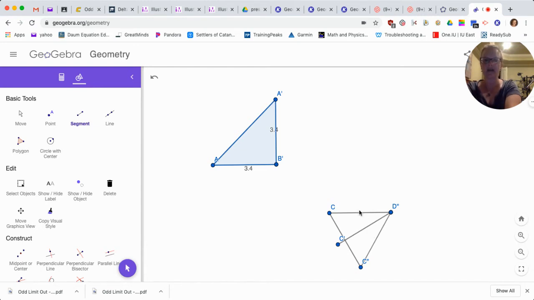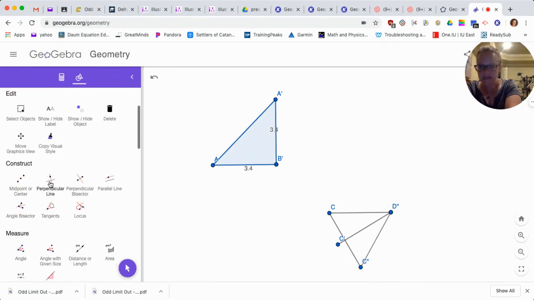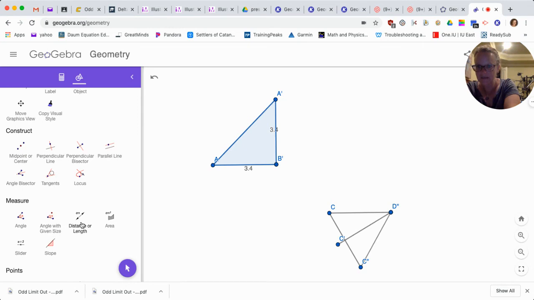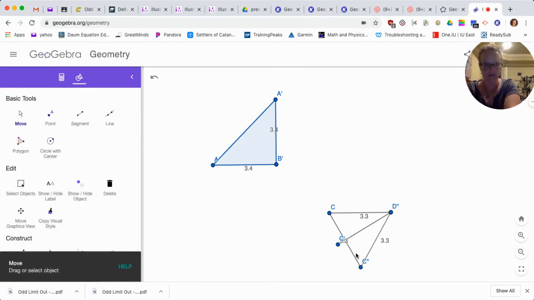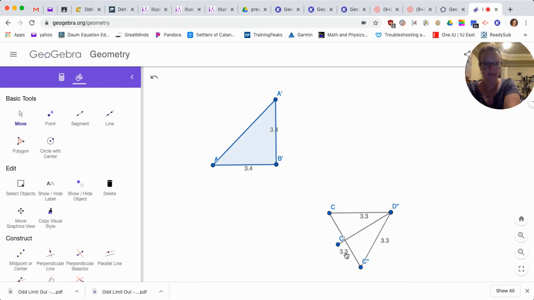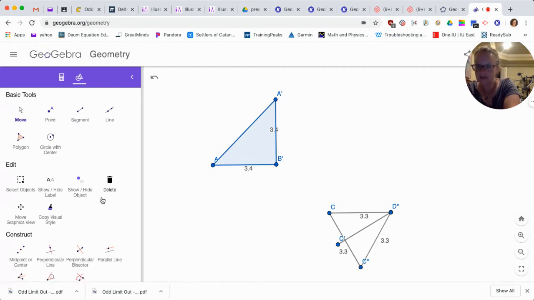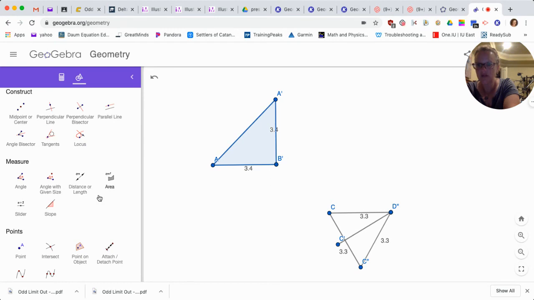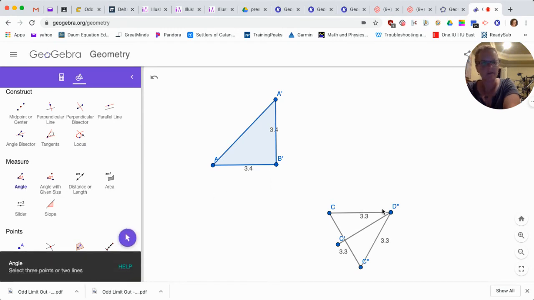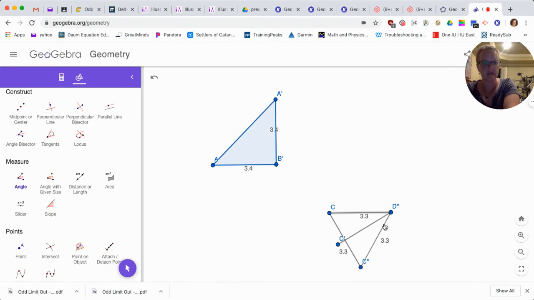We also know that CD double prime and C double prime D double prime are all the same measurement. We can do this right here. 3.3, 3.3, and 3.3. It's hard to see, isn't it? I can move that number. Cool. I could also measure my angles. I know that the one I constructed was 60 degrees. Of course, it's going to give me it out there. That does say 60 degrees.